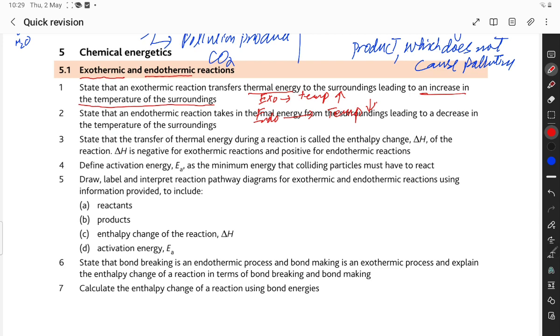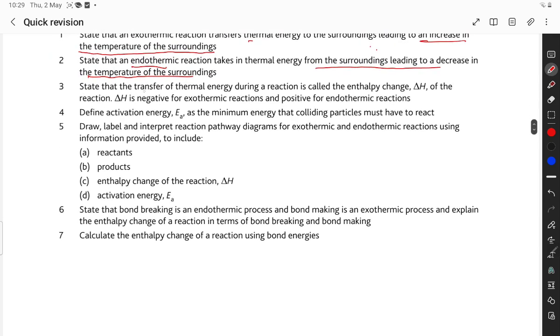State that an endothermic reaction takes in thermal energy from the surroundings, leading to a decrease in the temperature of the surroundings. This is very important to know. You should know this. State that the transfer of thermal energy during a reaction is called the enthalpy change. Delta H is negative for an exothermic reaction and positive for an endothermic reaction.